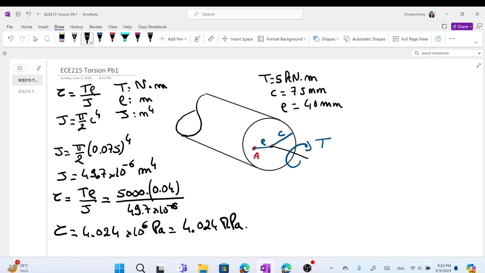So not difficult, but just be careful of your units to have consistent units. I'm trying to be a little bit more precise on that. And make sure that you use rho, the distance from the center, and see that's your outside radius, in fact.